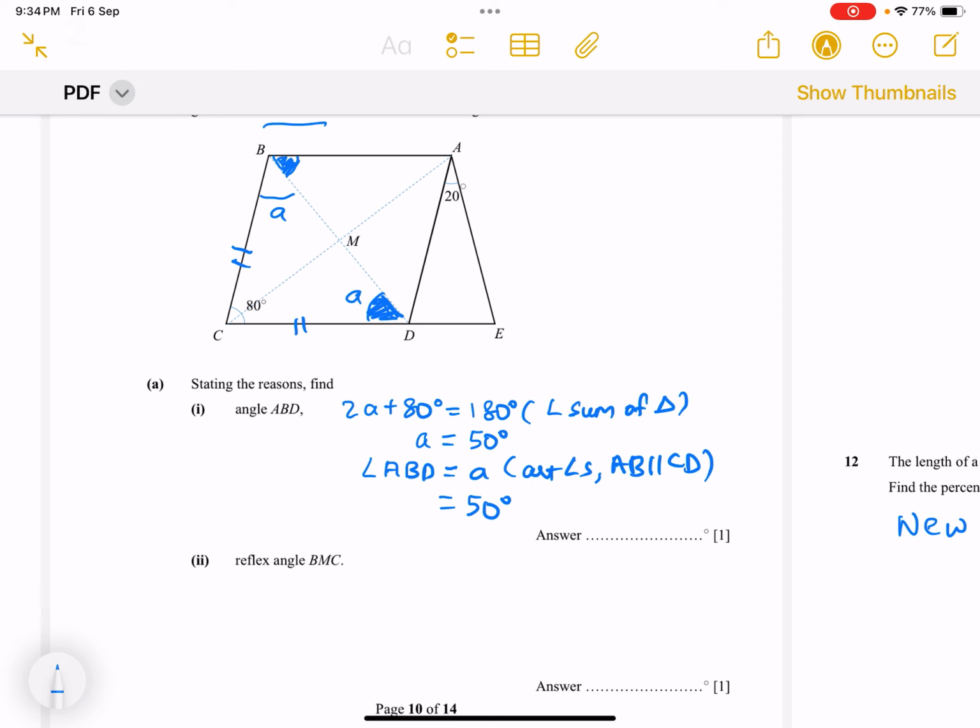Right, now we have to find the reflex angle BMC. BMC is this angle. Now what we know is that for a rhombus, the diagonals cut at 90. Therefore, reflex angle BMC is just 3 right angles, which is 270. And we can say this is the property of the rhombus.